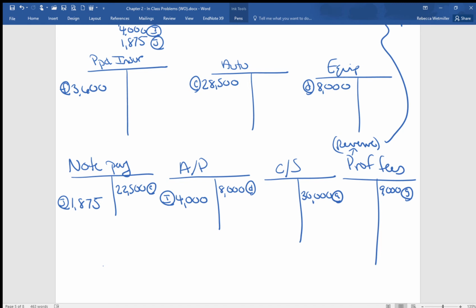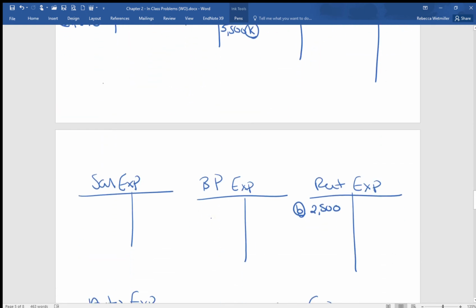Almost done. Transaction K. I received an invoice for blueprint service due in February of $5,500. Okay, so that tells me I'm going to owe this amount, so it's going to be a payable. I'm going to increase my account payable, which is a liability, by crediting it. And then the offset is going to be an expense. So it's going to be my blueprint expense.